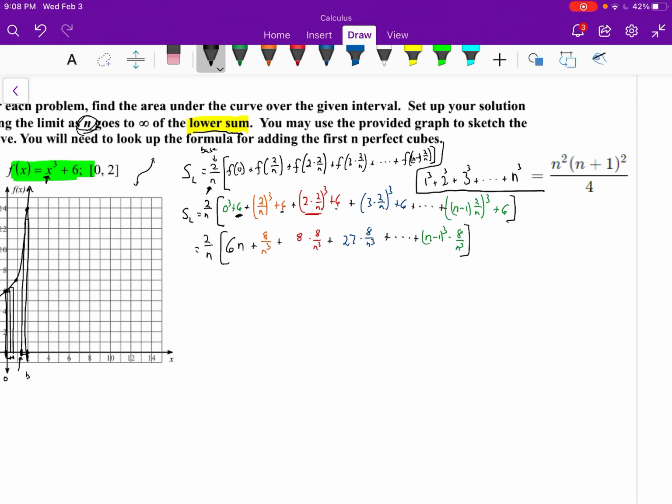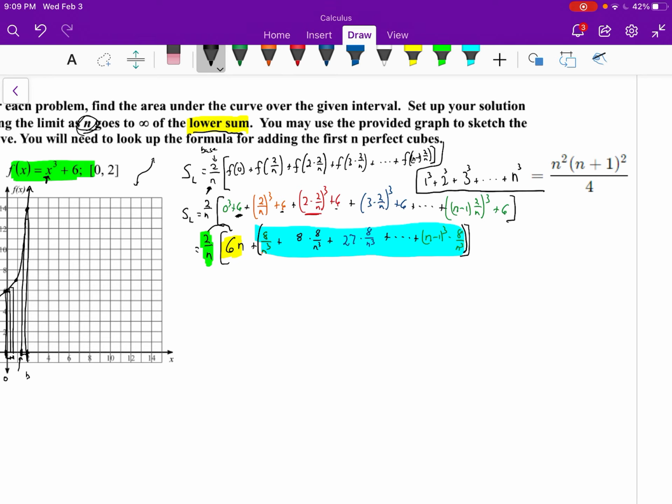Now what we're going to do here, we haven't really done before, but I'm going to distribute this 2 over n, but I'm going to distribute it kind of strangely. We're going to distribute it to this, and then we're going to distribute it to this whole thing here. And I'll put them in here, like we're having parentheses here. We're going to group all these together.